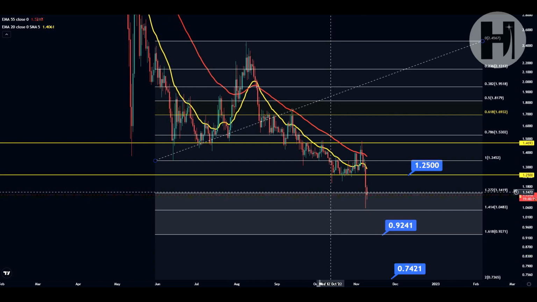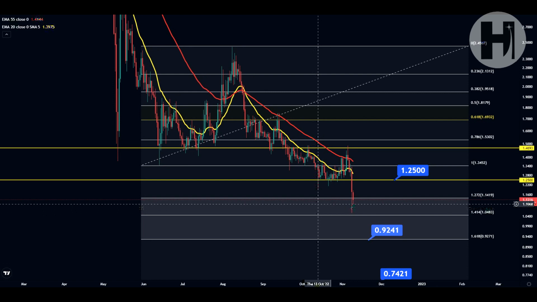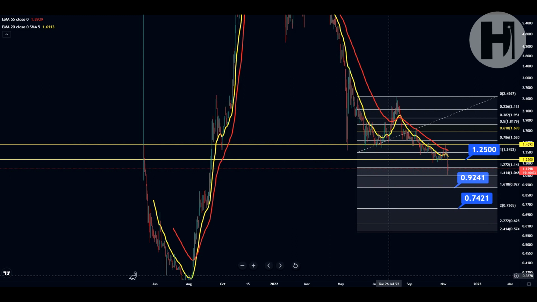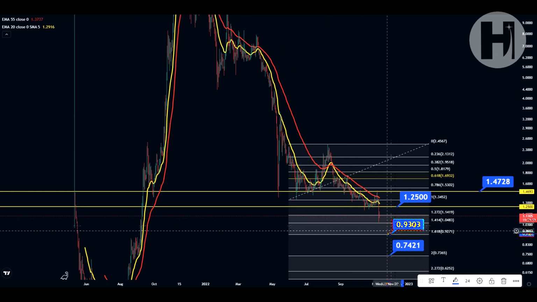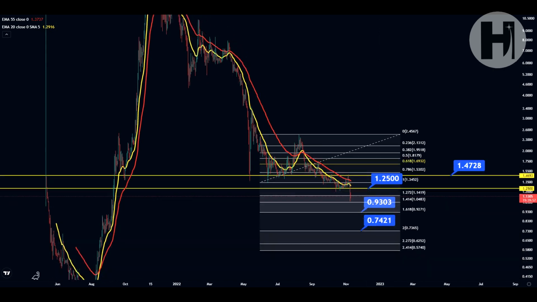You need to be researching. You need to be learning during the bear market so that you can maximize your profits during the bull market. Okay, now let's say the bottom of the bear market for Kadena was at 93 cents here.